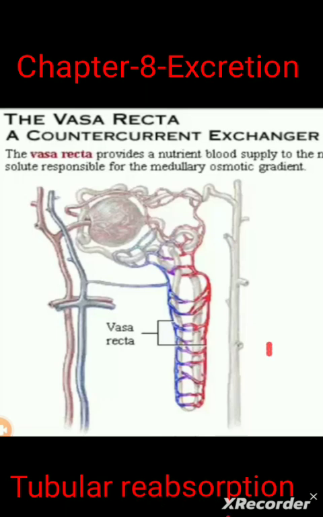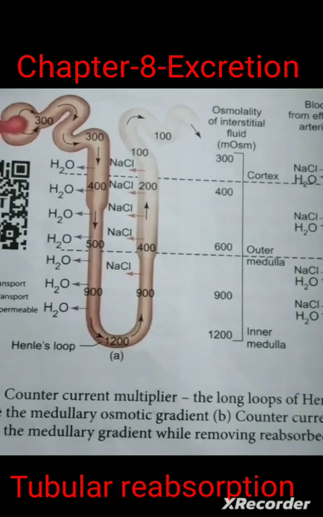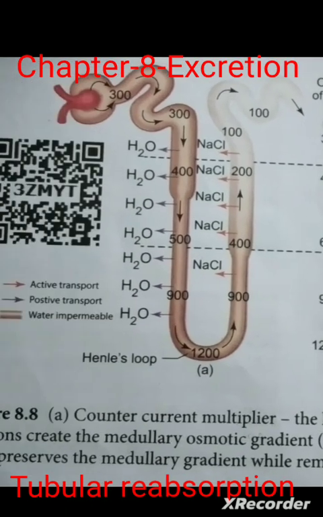இப்போ vasa recta which provides a nutrient blood supply to the medullary cells without washing away the solute responsible for the medullary osmotic gradient as shown in the picture. இப்போ vasa recta counter current exchange எப்படி நடக்கு பாருங்க. Blood in the vasa recta which delivers the nutrient to the cells of the region. So during that time the counter current exchanger mechanism works.